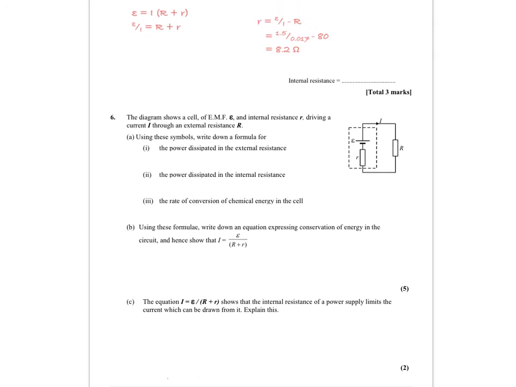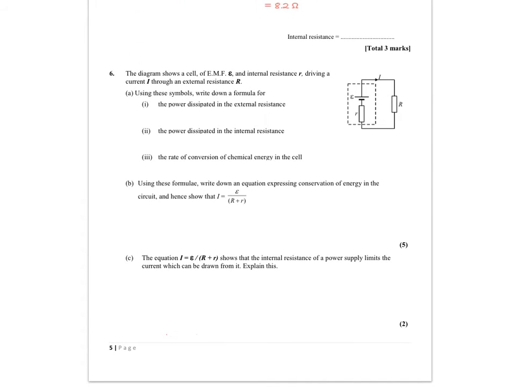Question 6, we've got some symbols and we're going to do a little bit of algebra. We're interested now not just in EMF and current and resistance, but actually in power. So we're going to think back to our equations that we know for power. Power is equal to P is equal to I times V, is equal to I squared times R, and it's equal to V squared over R.